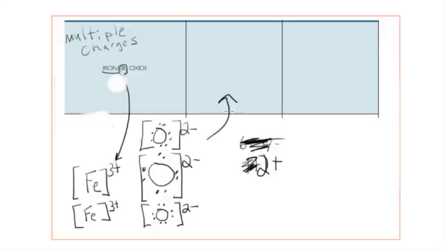And writing my formula, I just count them up. 1, 2 irons. 1, 2, 3 oxygens. My formula for iron 3 oxide is Fe2O3. And hopefully you notice that the 3 here is not the 3 here. That's not what that represents. The 3 here represents this plus charge.